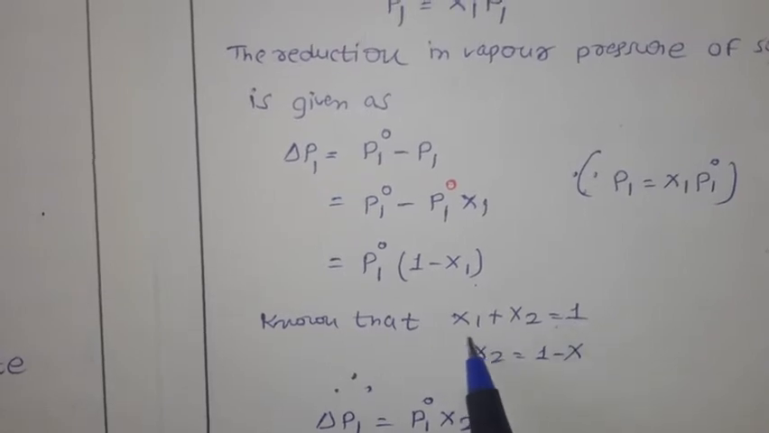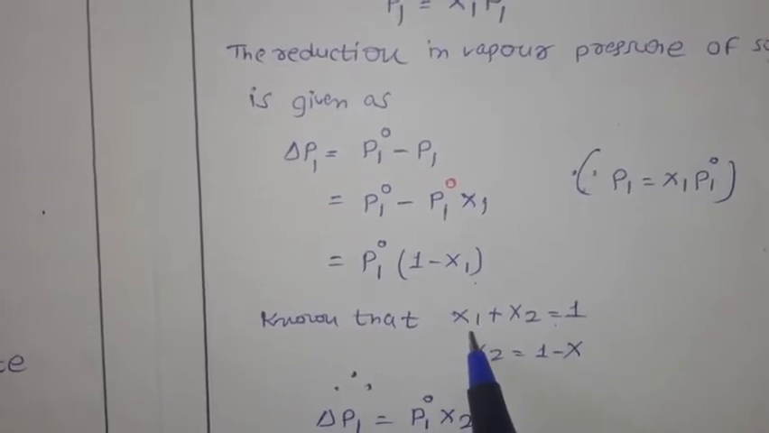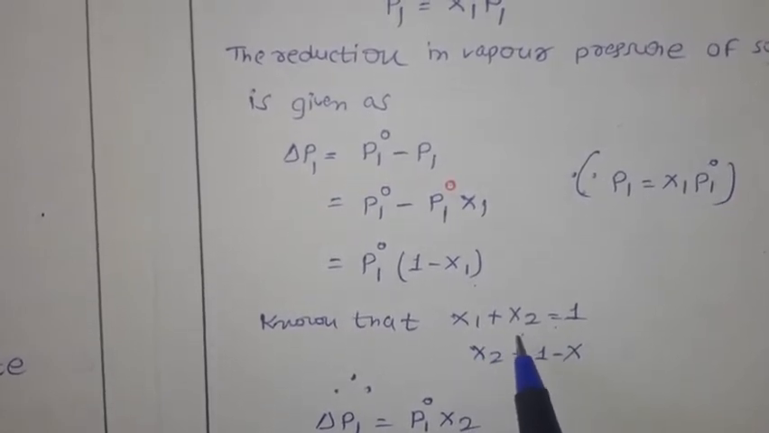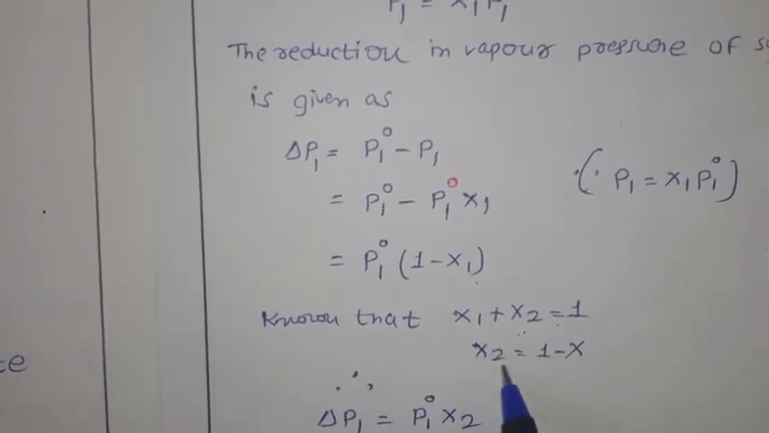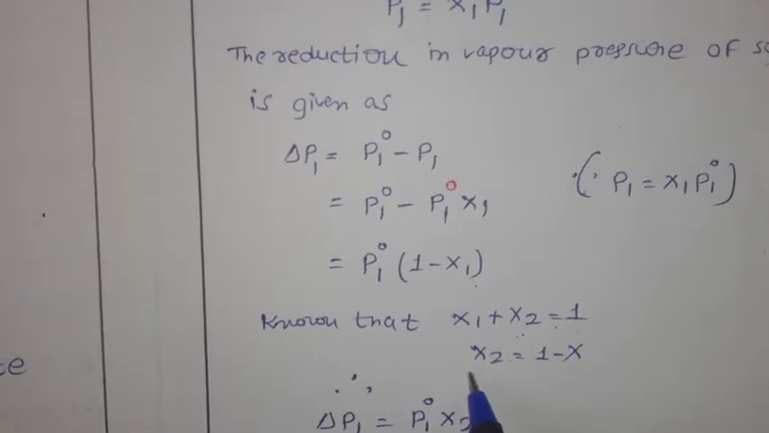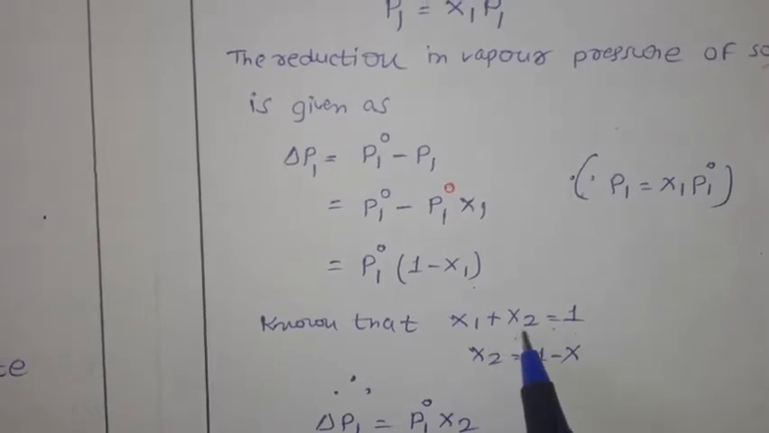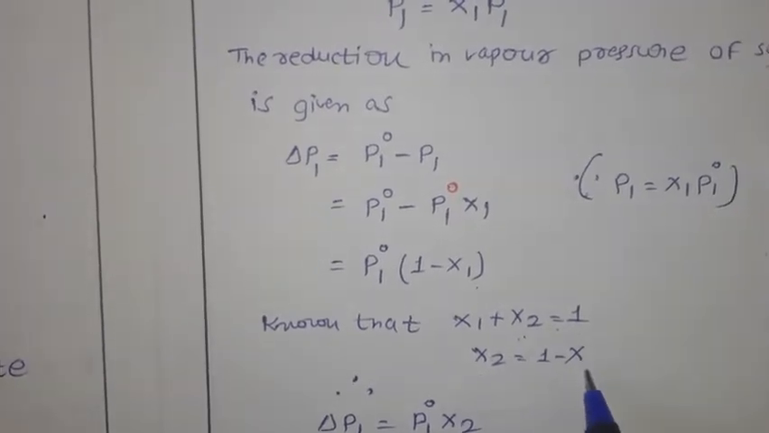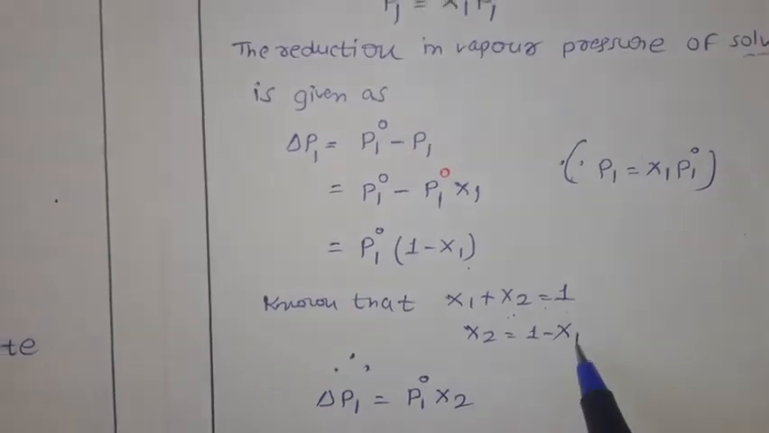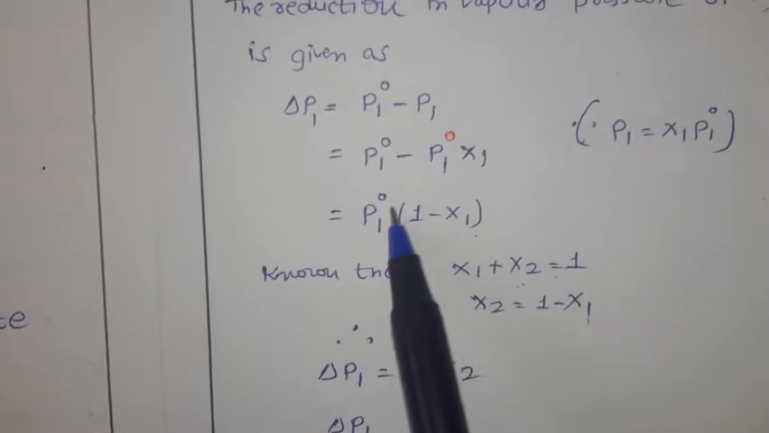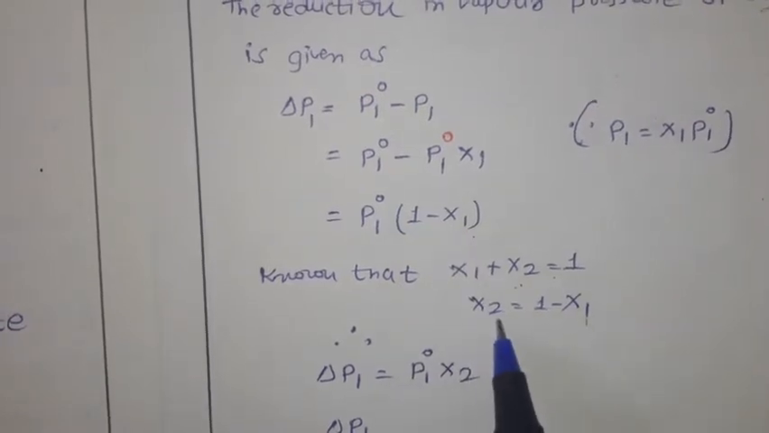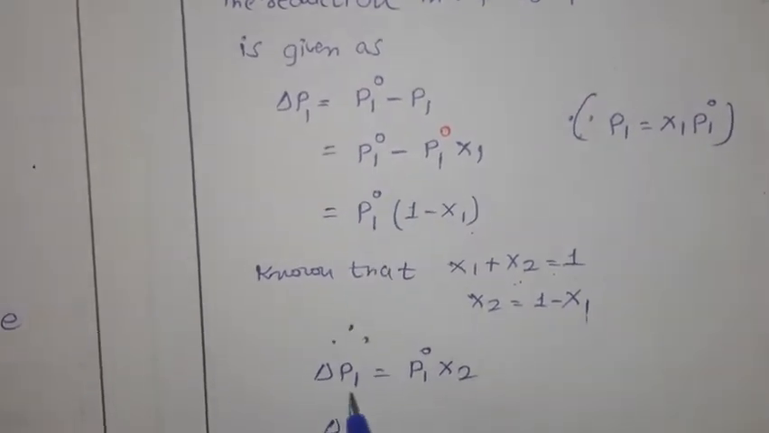We have two components. The first component has mole fraction x1, the second component has mole fraction x2, and that should be equal to 1. So we want x2, which is the mole fraction of the solute. So x2 is equal to 1 minus x1. Now instead of 1 minus x1, I am going to substitute x2. So now what happens to the equation?